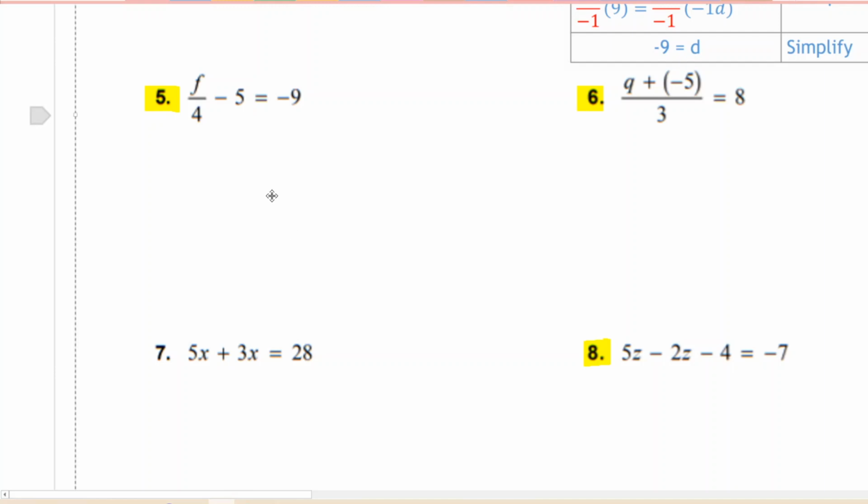Now we're going to do both numbers 5 and 6 because these are different ways of approaching a division. Now if you take a look at number 5, we got just the f divided by 4 minus 5. And then over on the number 6, you've got this q plus -5. This entire left side is divided by 3. So these are two different styles of division, or two different things that could happen. So we really need to take a look at both of them. So let's start by looking at number 5.